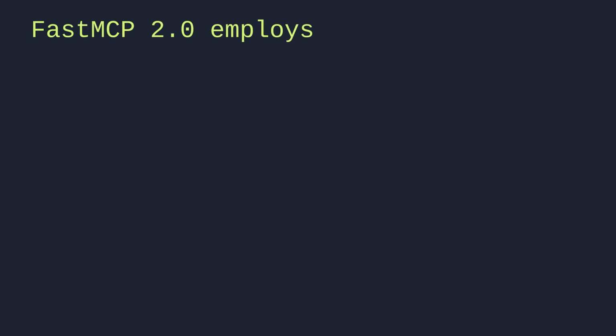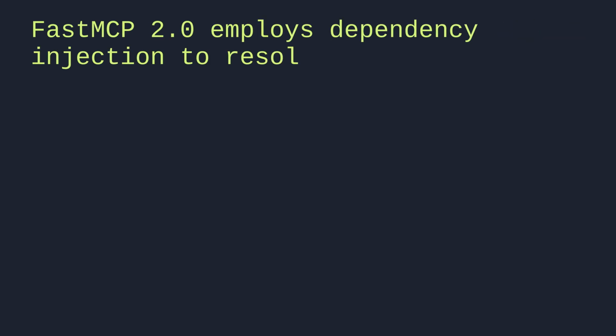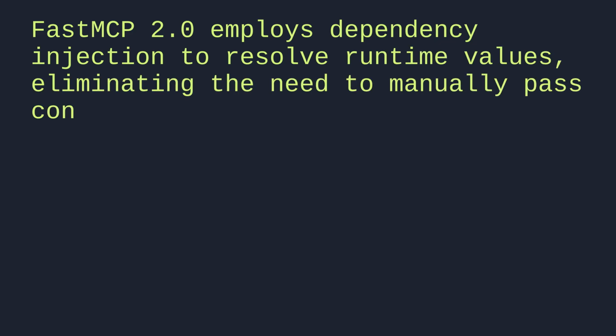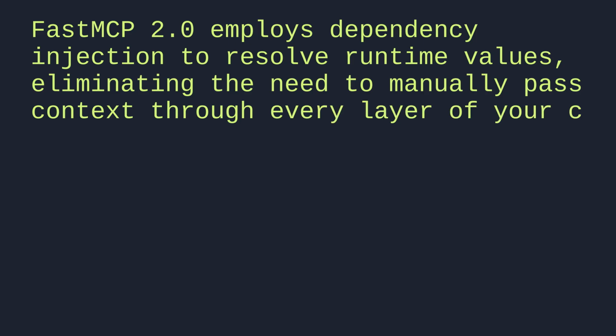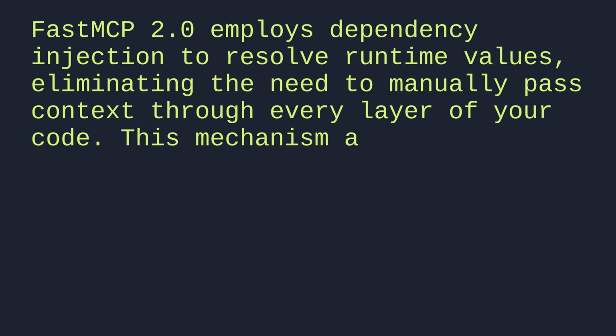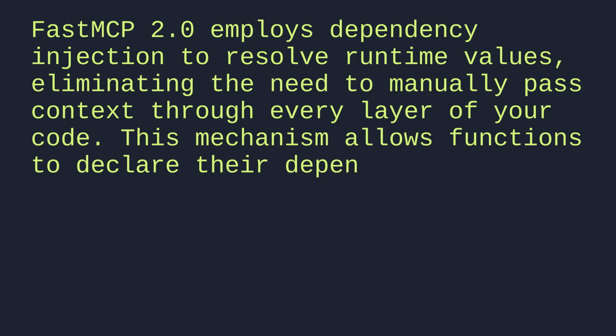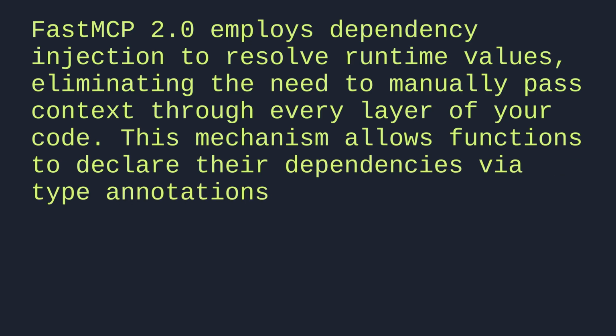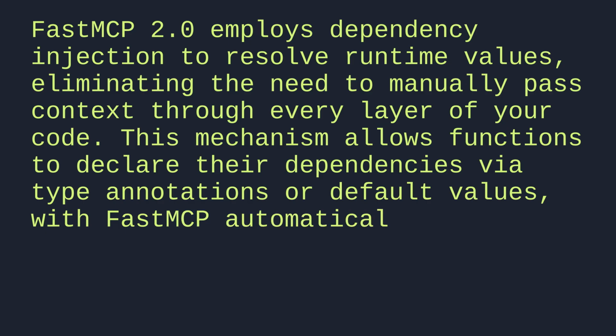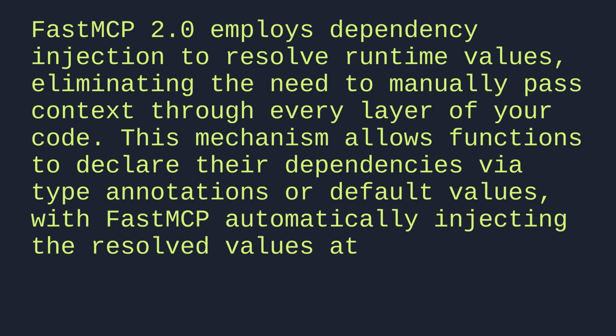FastMCP 2 employs dependency injection to resolve runtime values, eliminating the need to manually pass context through every layer of your code. This mechanism allows functions to declare their dependencies via type annotations or default values, with FastMCP automatically injecting the resolved values at runtime.